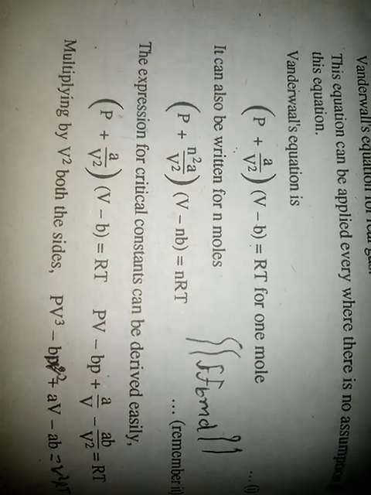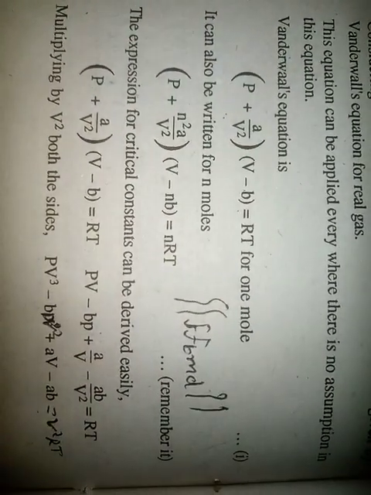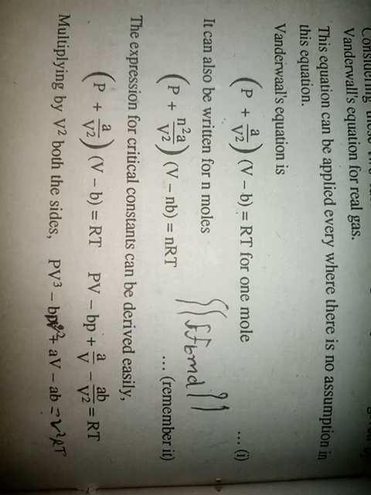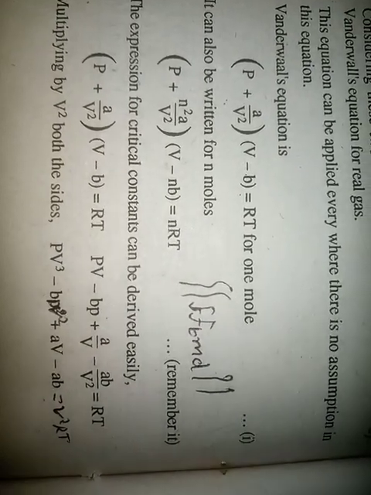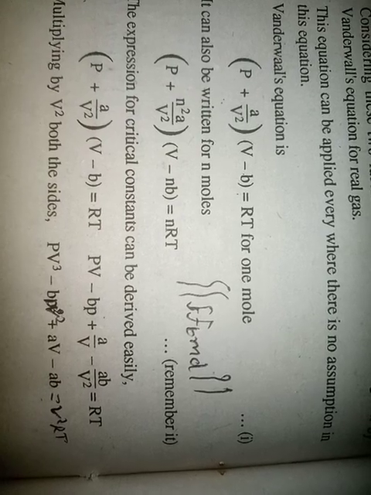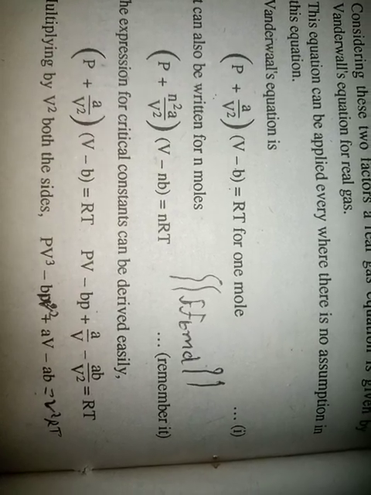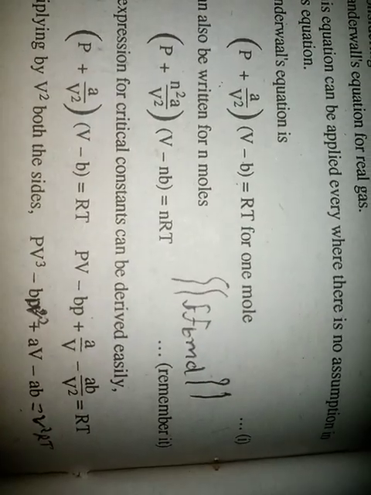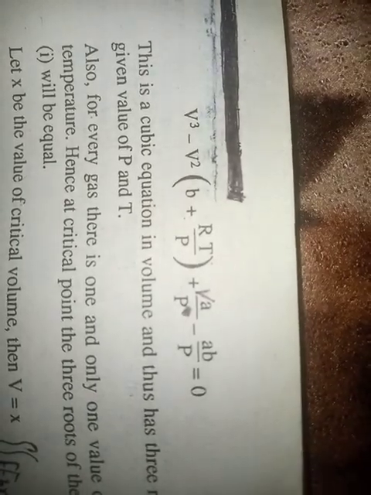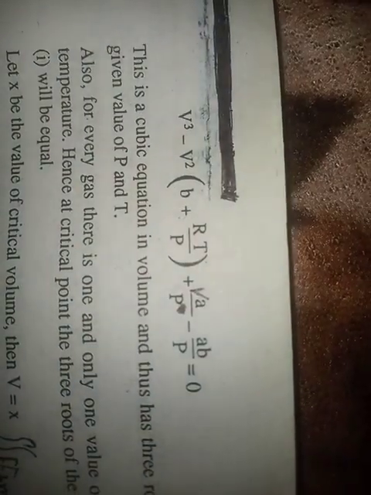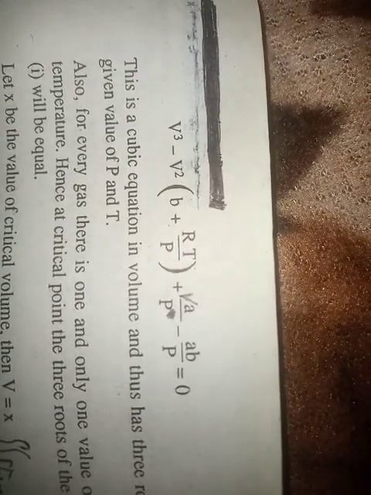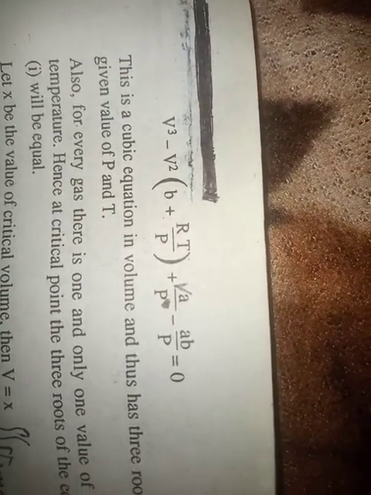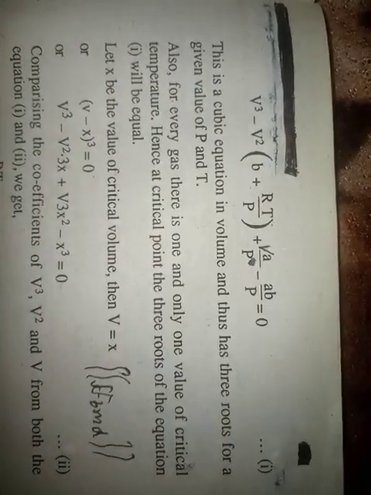This implies PV minus BP plus A by V minus AB by V squared equals RT. Multiplying by V squared both the sides, we get P into V cubed minus B into P into V squared plus A into V minus AB equals V squared RT. This implies V cubed minus V squared into (B plus RT by P) plus V into A by P minus AB by P equals 0. Equation 1.